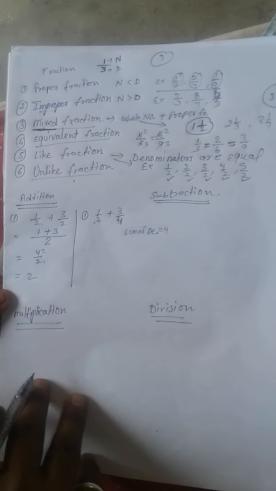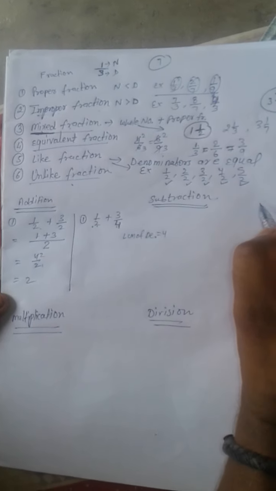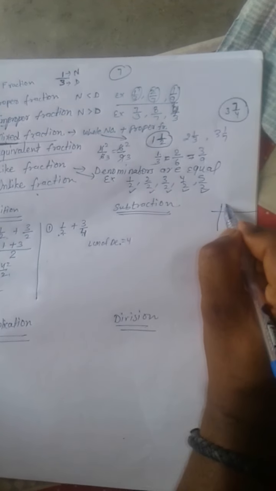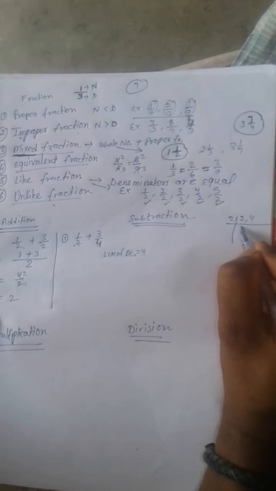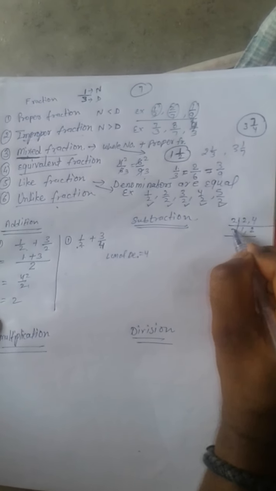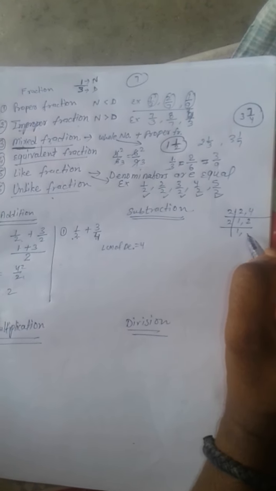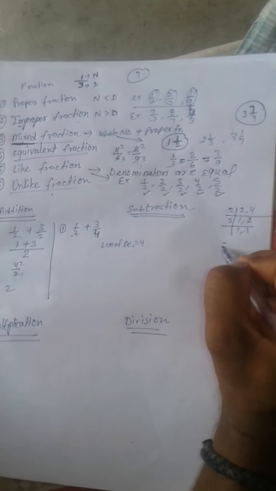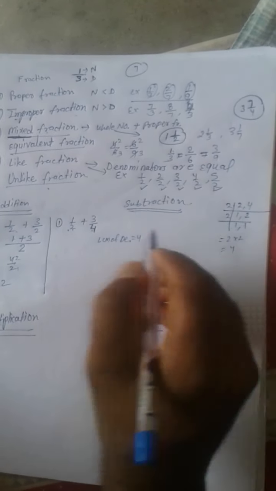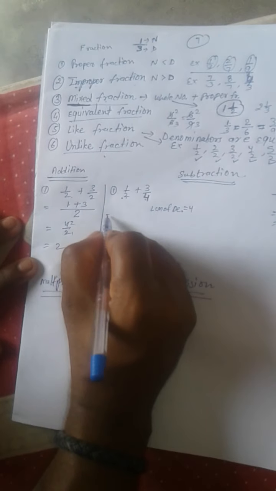I think you know how to find LCM. If you don't know, use the prime factorization method. For 2 and 4: two 1s are 2, two 2s are 4. Again 1 we will write as it is, two 1s are 2. So what is the LCM? 2 into 2, that is 4. So the LCM is 4.